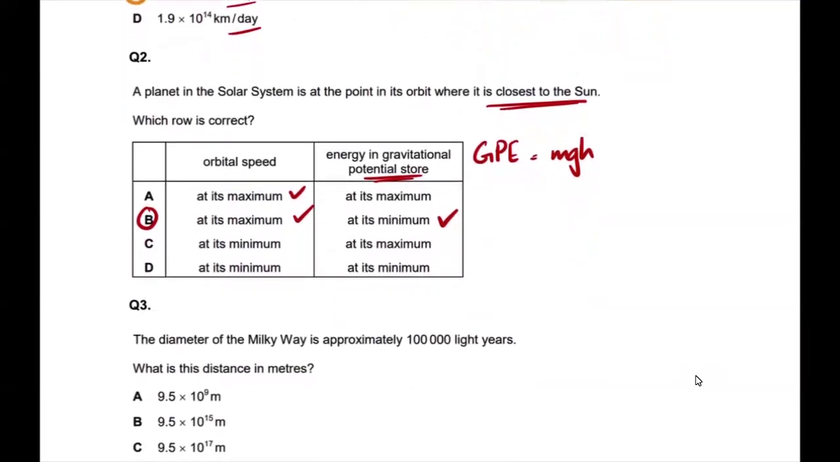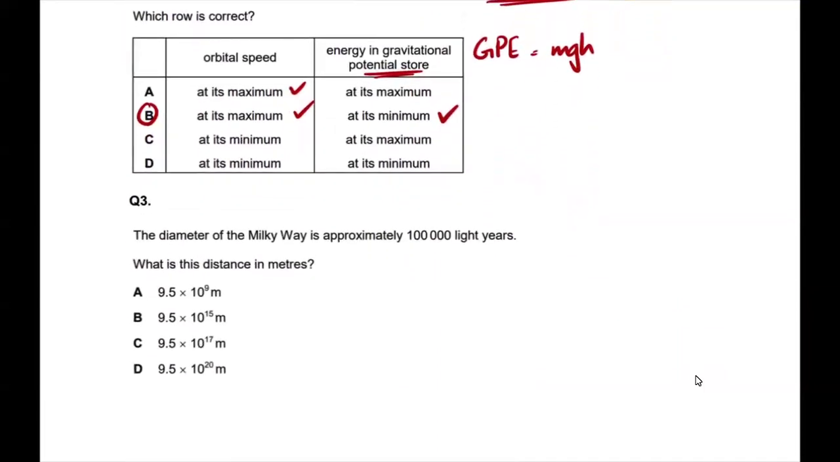Question 3. The diameter of the Milky Way is approximately 100,000 light years. What is this distance in meters? So this is a more tricky MCQ because for IGCSE you are supposed to memorize the value of 1 light year. But if you are an O-level student, then you will just need to work this out on the spot. So 1 light year is the distance traveled by light in 1 year.